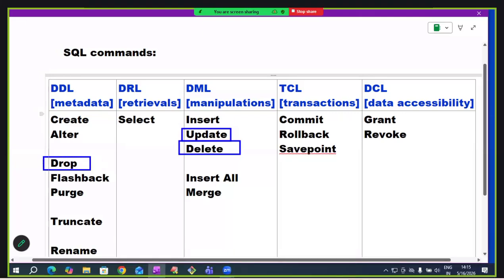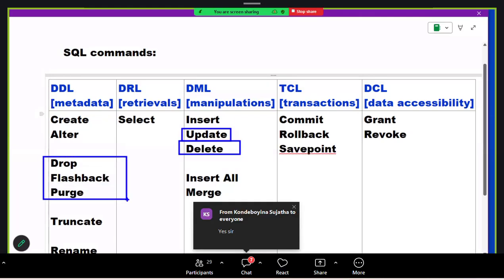Delete, drop, flashback, and purge. These commands we have seen in previous sessions. Now you know very clearly about create, select, insert, update, delete, drop, flashback, purge. These commands we know.